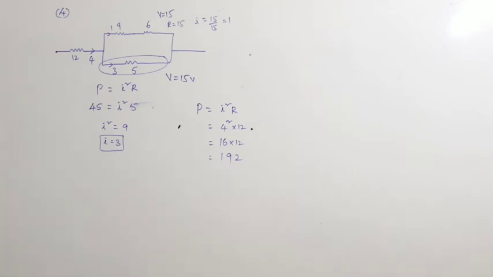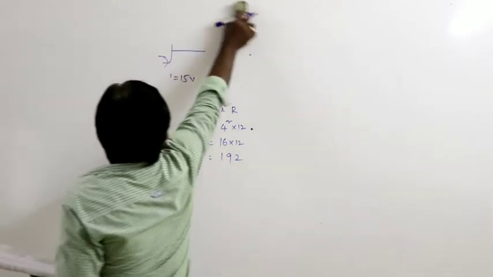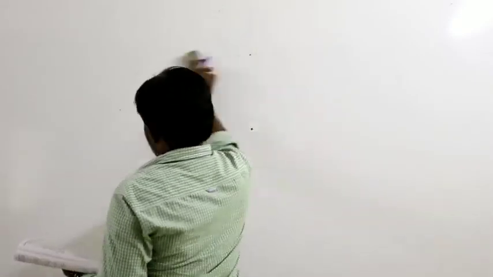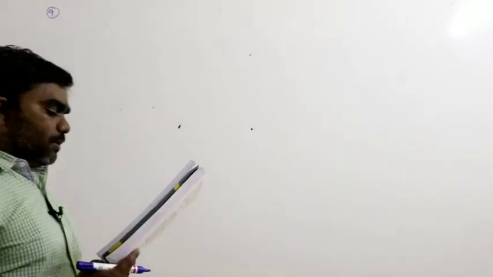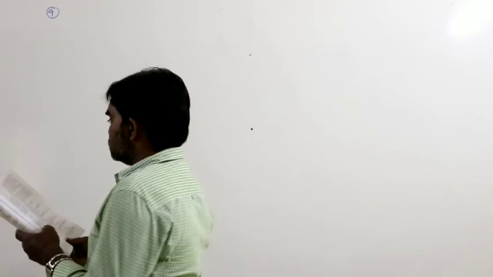So next. Next, page number 115, question number 9. Three bulbs with their power and working voltages are connected as shown in the circuit diagram to a 12 volts battery. The total power consumed by the bulbs is. Total power consumed by the bulbs.